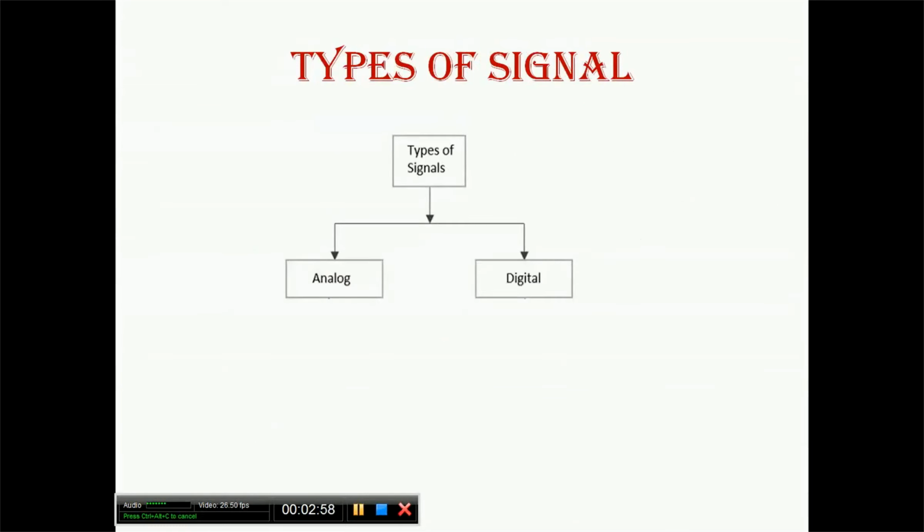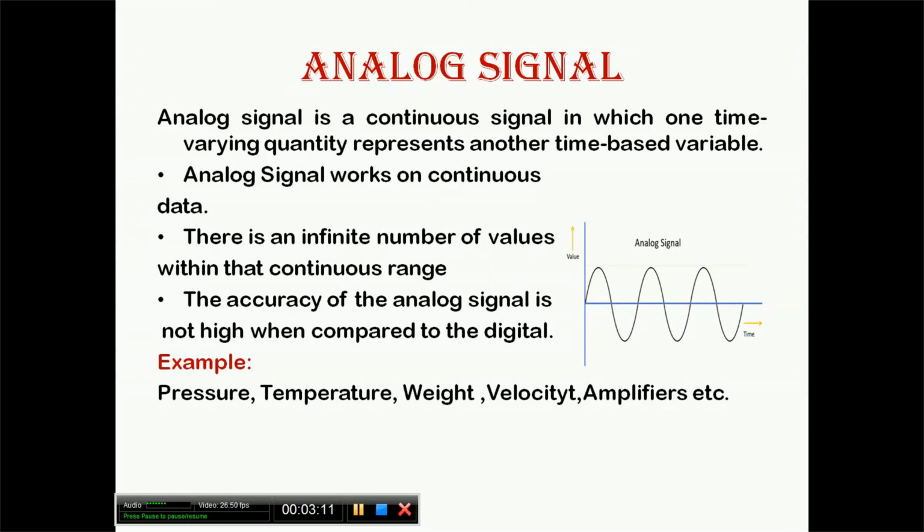So the types of signals can be categorized into two types, analog and digital. But we will discuss in this video lecture the digital signals. First of all, just a brief introduction to analog signals. An analog signal is a continuous signal like this. This is a continuous signal in which one time varying quantity, meaning a quantity which is changing with respect to time, represents another time based variable.